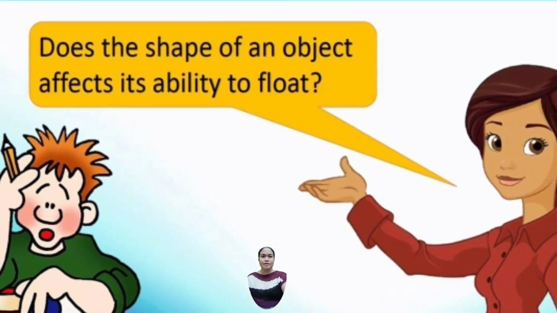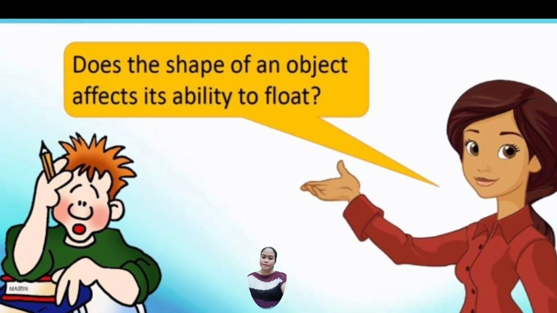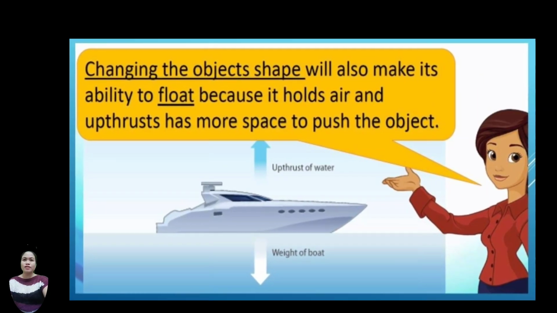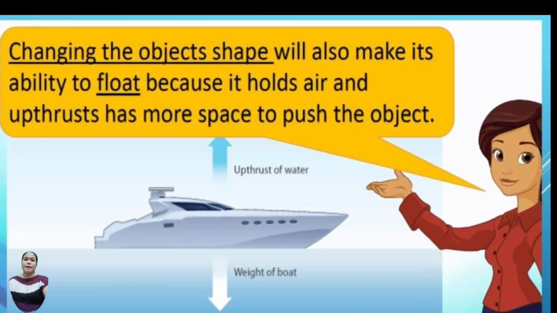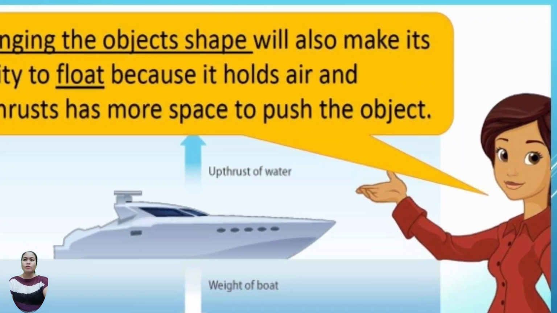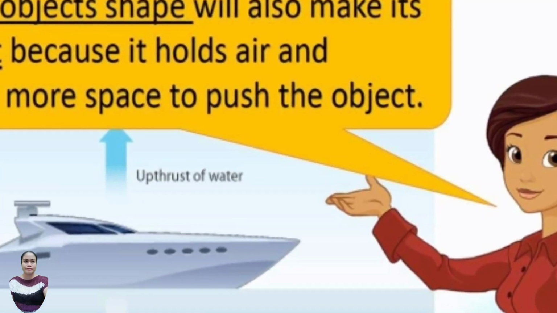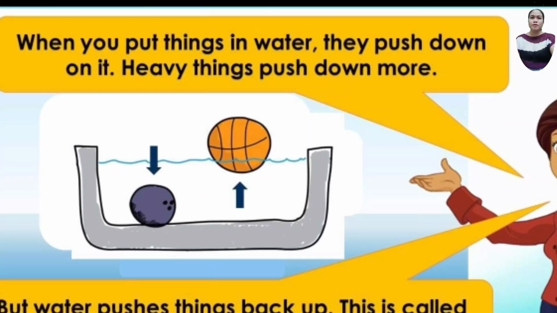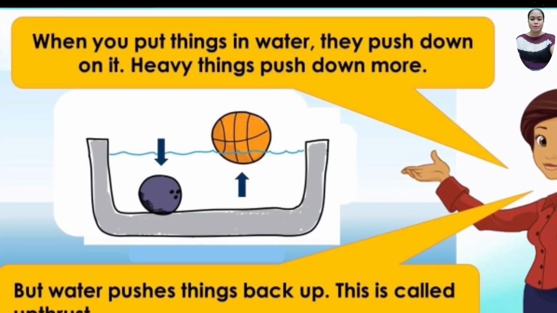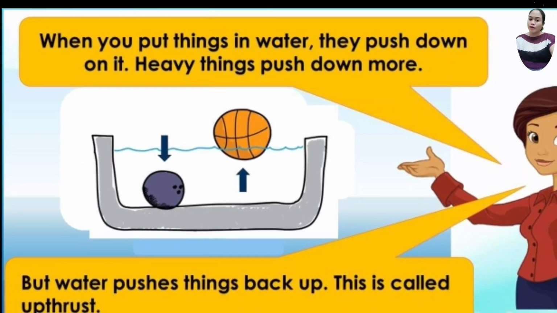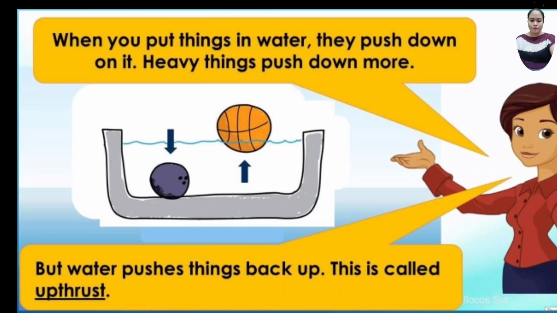Does the shape of an object affect its ability to float? Changing the object's shape will also change its ability to float, because it holds air and the upthrust has more space to push the object. When you put something in water, it pushes down on the water. Heavy things push down more, but water pushes things back up. This is called upthrust.